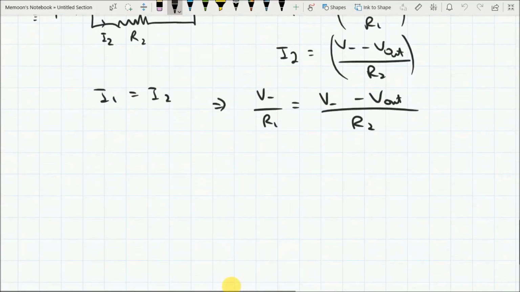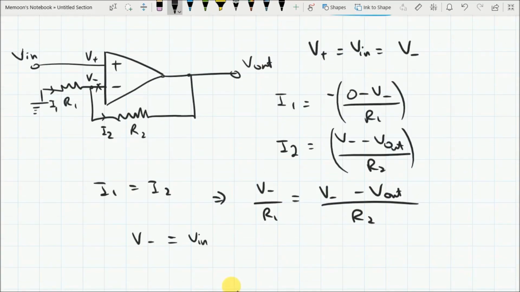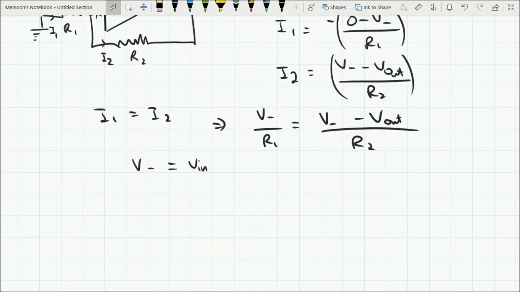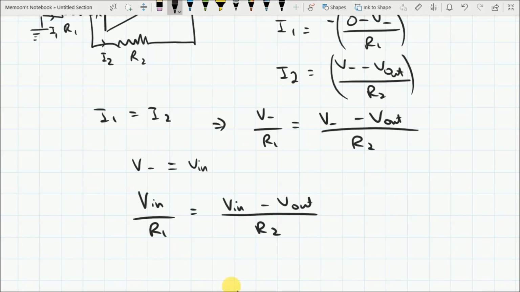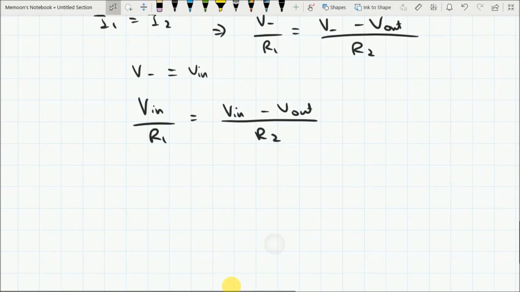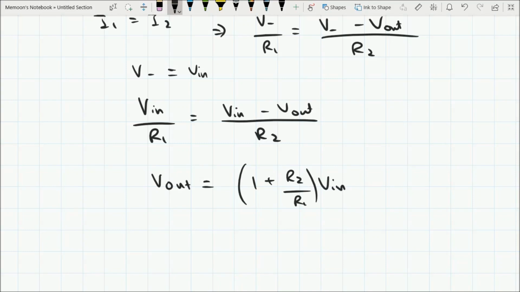And now this V neg is equal to V in, as we already know, because the voltage at both these terminals is equal. So we can see that V in over R1 is equal to V in minus V out over R2. To find the relationship between the V in and the V out, we can rearrange this equation and we get V out is equal to 1 plus R2 over R1 times V in.